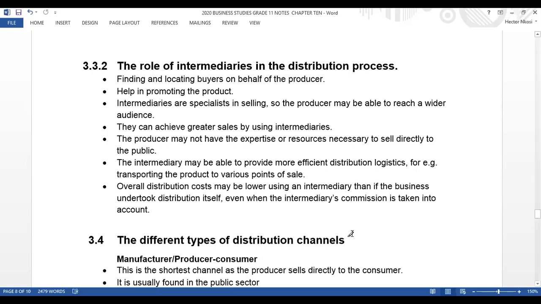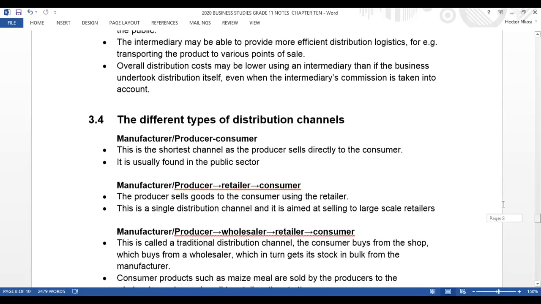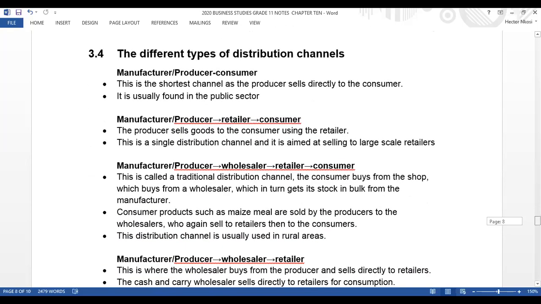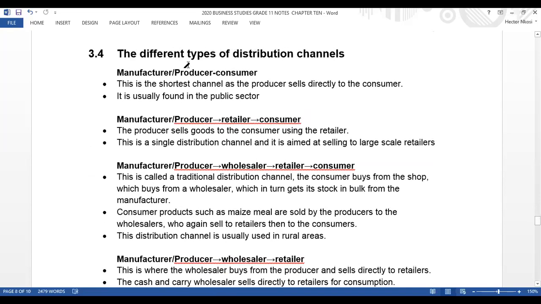Now, let's look at the different types of distribution channels. So these are the different types of distribution channels on how we can distribute our products, right? You can have a manufacturer to producer or consumer. This is the shortest channel as the producer sells directly to the consumer, right? It is usually found in the public sector where you just get your goods straight from the manufacturer or your producer to the consumer. Does it make sense?